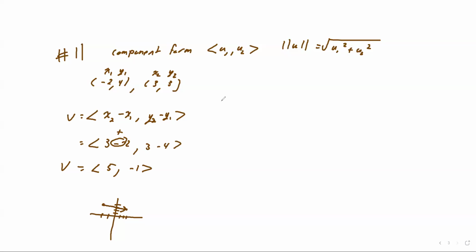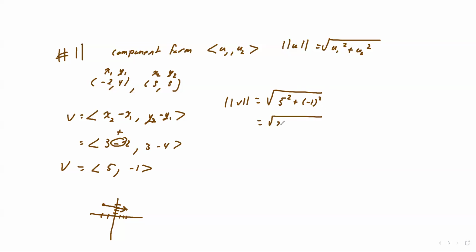The second part is find the magnitude. We're going to call it V. To do this, it's the first term squared plus the second term squared. So basically it's going to be 5 squared plus negative 1 squared. Notice I put negative 1 in parentheses. Anytime you have a negative, always put it in parentheses so that you apply the squared to it as well.